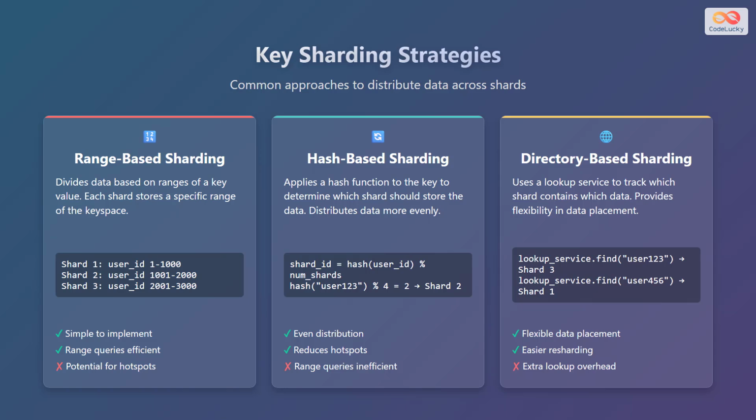Then we have hash-based sharding, which applies a hash function to the key to determine which shard should store the data. This distributes the data more evenly, which reduces hotspots, but it makes range queries inefficient. Finally, we have directory-based sharding. It uses a lookup service to track which shard contains which data, providing flexibility in data placement and easier resharding, but it introduces extra lookup overhead.